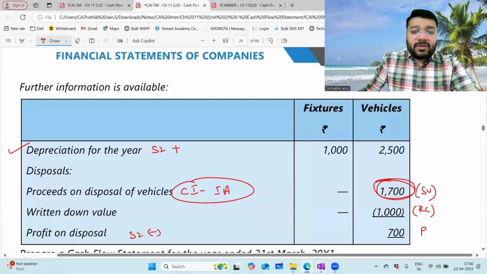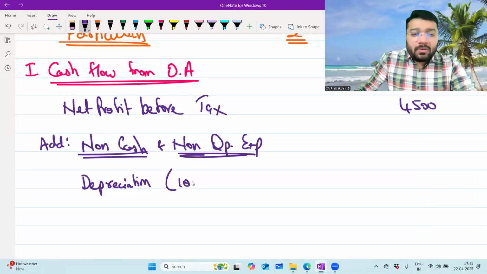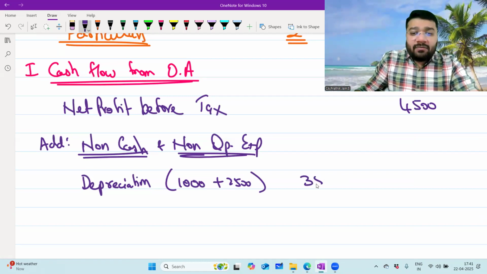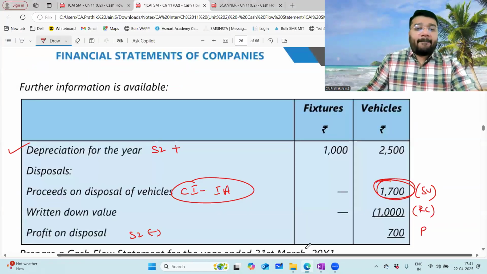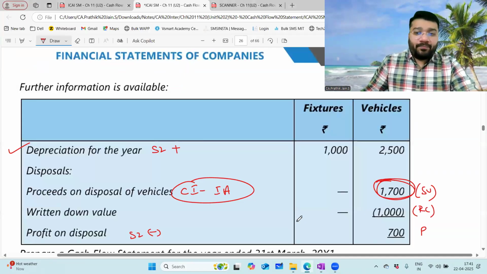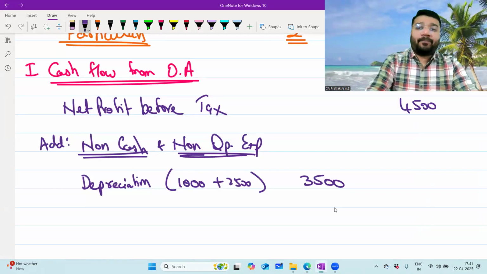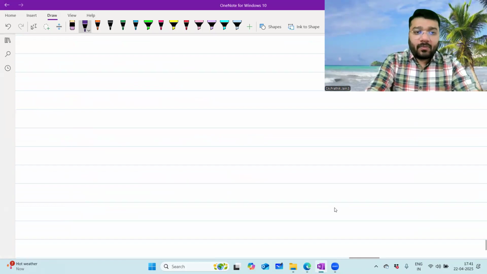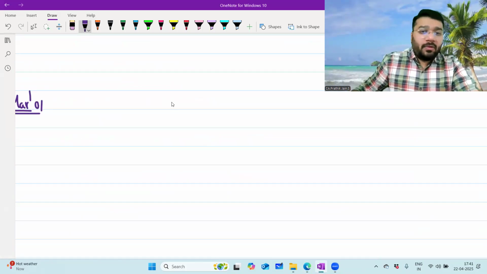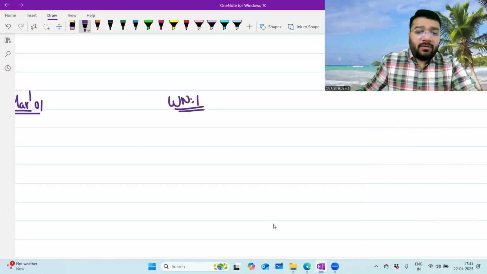How much? 1,000 plus 2,500. How much is it? 3,500 in the inner column. Okay. Working note 1. Which ledger should we open? Fixtures ledger.